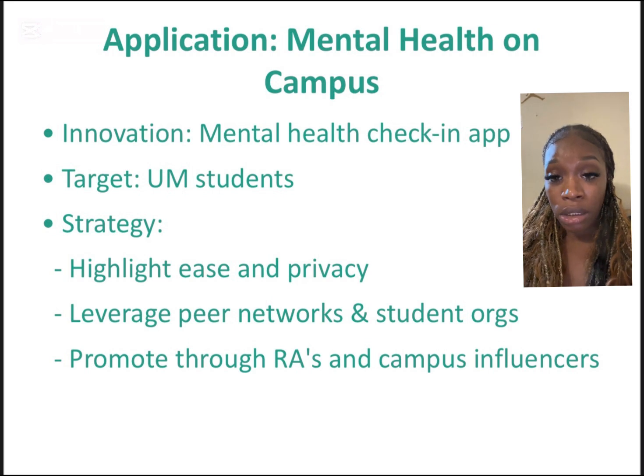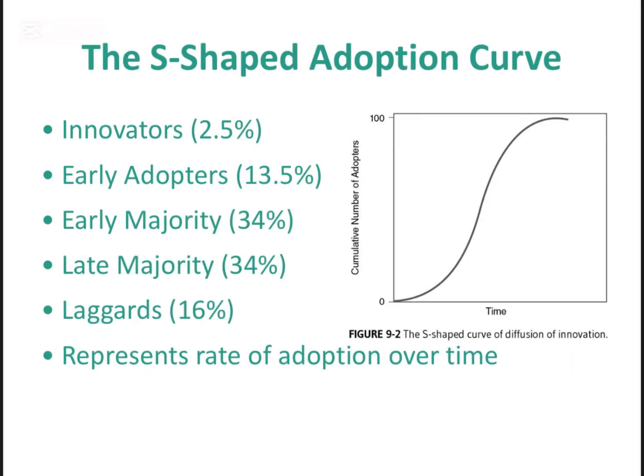So, my application, which is mental health on campus. This is how I applied the theory to a real health topic: promoting mental health and stress management at the University of Mississippi. The innovation is a new mental health check-in app. To help it spread, we use peer networks, campus influencers, and low stigma messaging. The theory helps us think through who adopts it first, how to make it appealing, and how to keep it going.